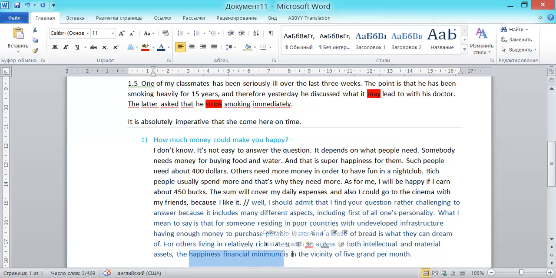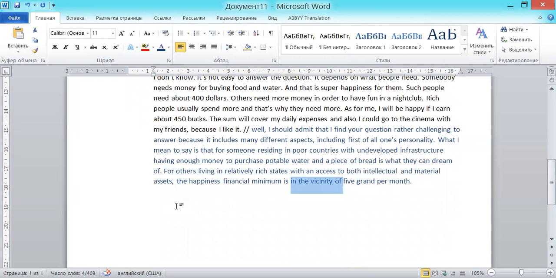Then I use the words in the vicinity of. This expression is absolutely important for those of you who want to take the IELTS examination because it's widely used in writing task 1 assignments. In the vicinity of, which means roughly equal to 5 grand. Instead of writing 5,000, I use the word grand. And remember, s isn't added to the word grand. So in the vicinity of 5 grand per month. So I explain what it is like to live in a rich country.